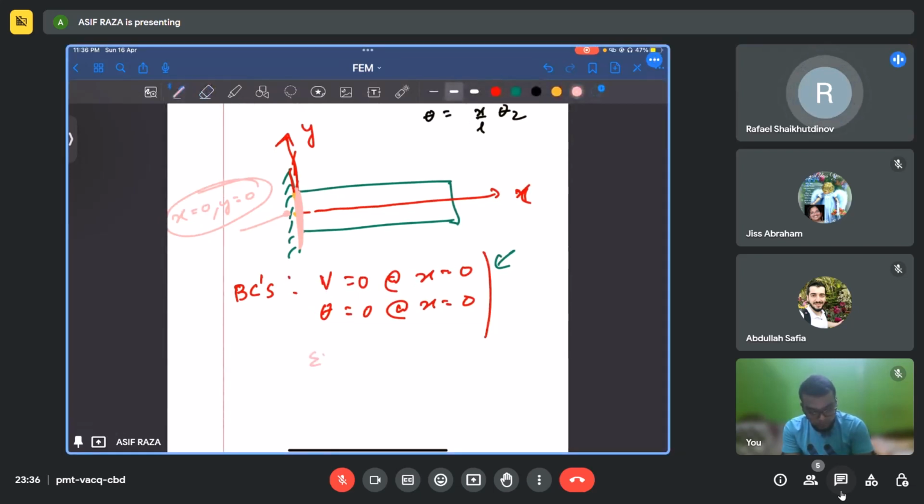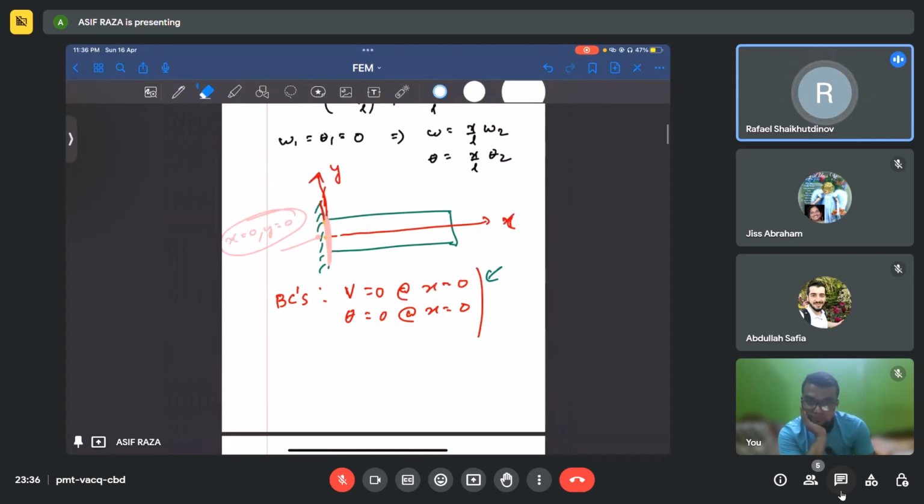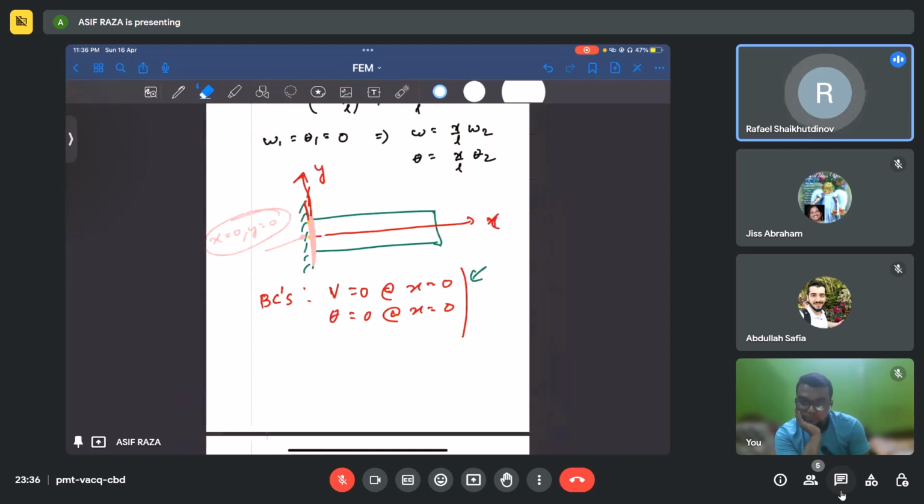Look, my question is here. Even if we look into the theory of elasticity, there's no analytical solution for a cantilever beam. I mean, for the boundary condition, if we want to have v equal to 0 and theta equal to 0 along the line x equal to 0, there is no analytical solution in the theory of elasticity. Am I right?